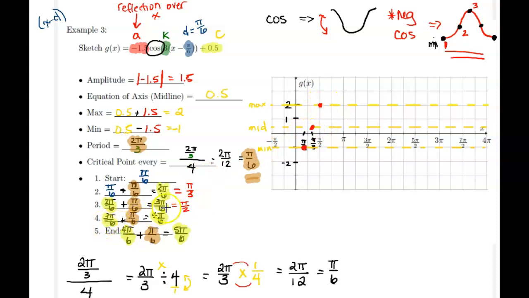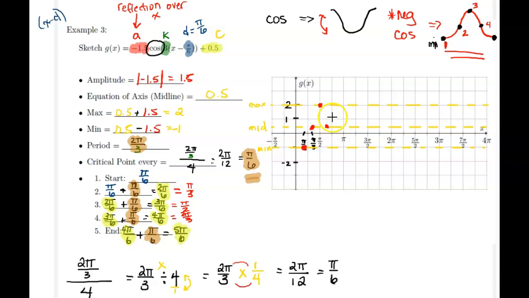My fourth critical point, 4 pi over 6, that actually reduces to 2 pi over 3. 2 pi over 3, we're sitting at about here. And that is going to be back at my midline. 2 pi over 3, we're sitting about there.